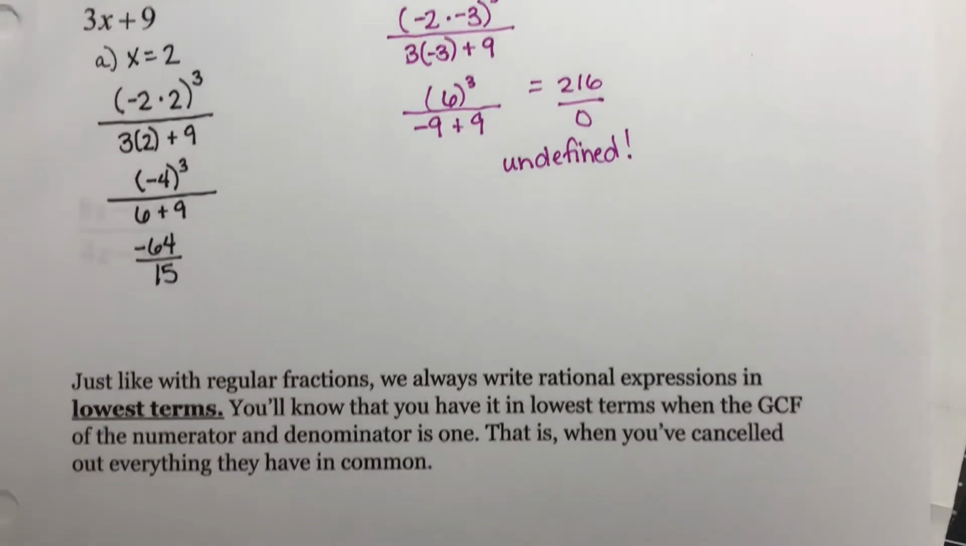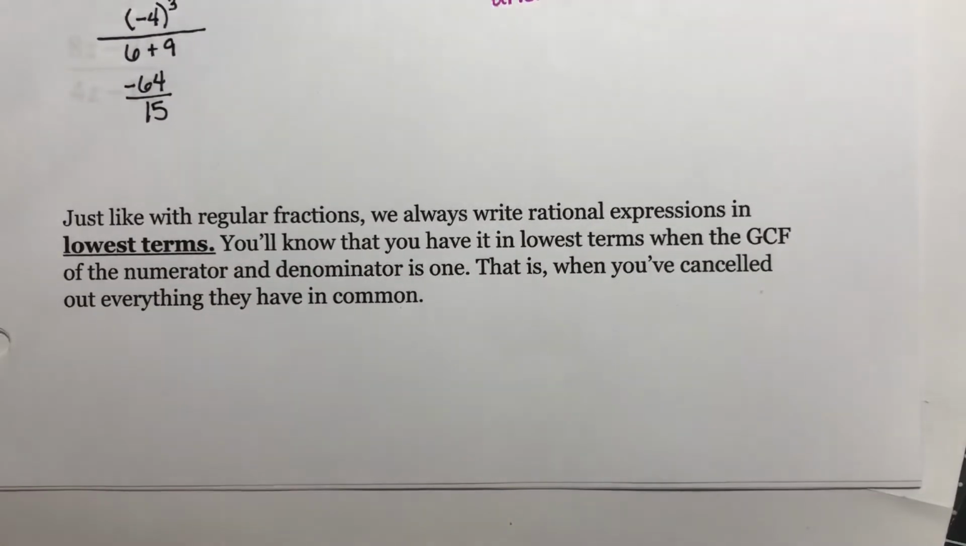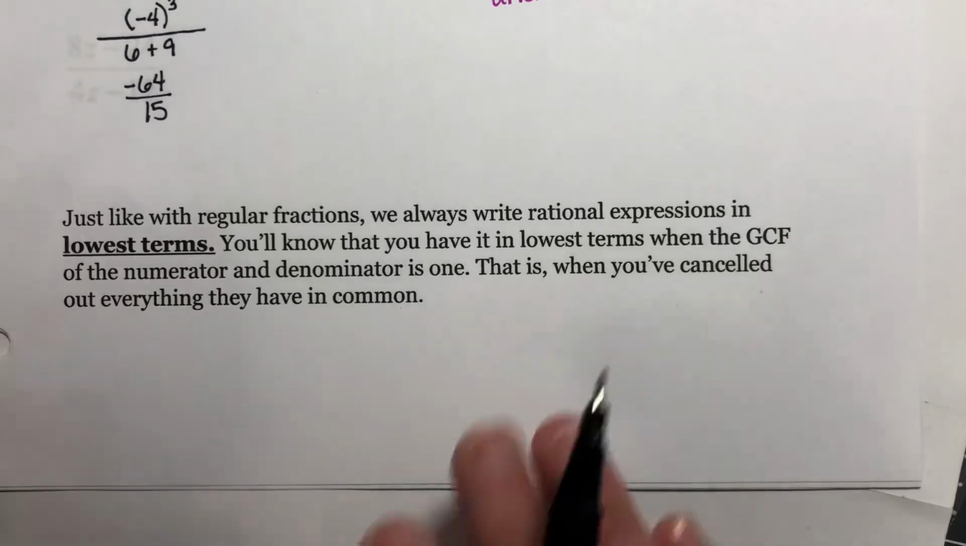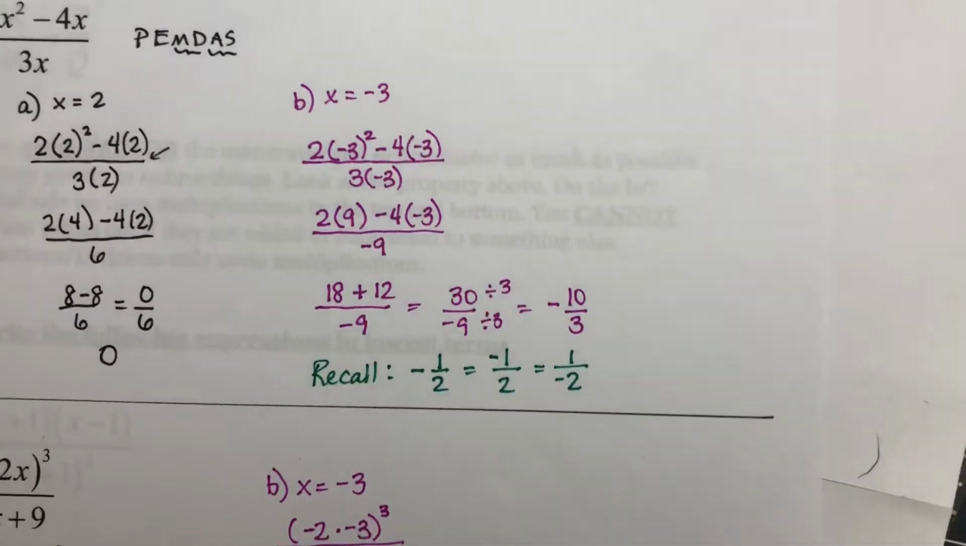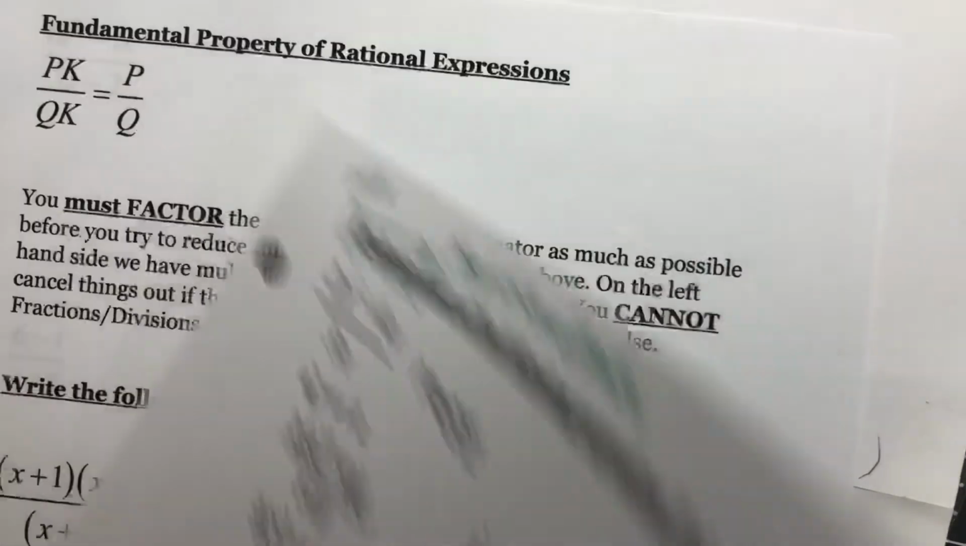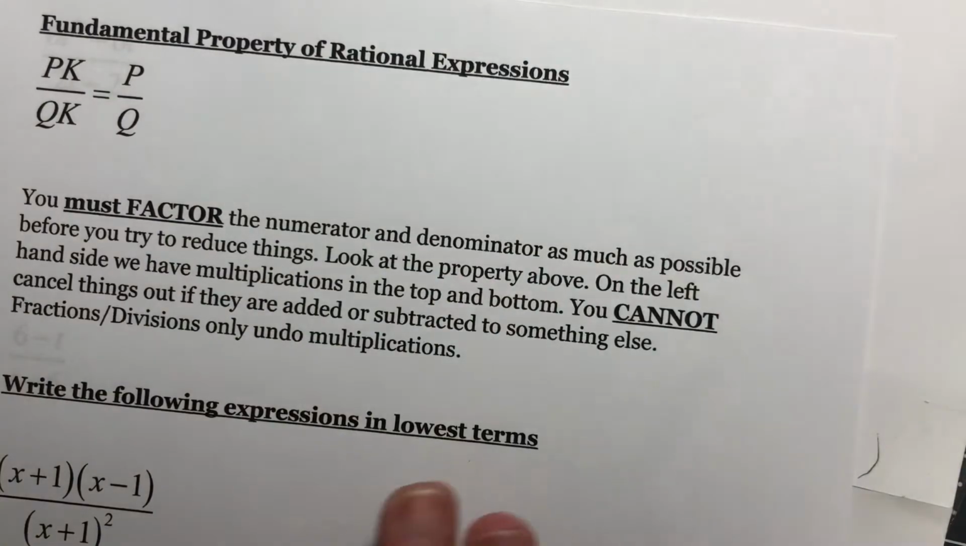Okay, now another new topic. Just like with regular fractions, we always write our rational expressions in lowest terms. You'll know that you have it in lowest terms when the GCF of the numerator and the denominator is 1. That is when you've canceled everything out that they have in common. Okay, so let's look at some more information.